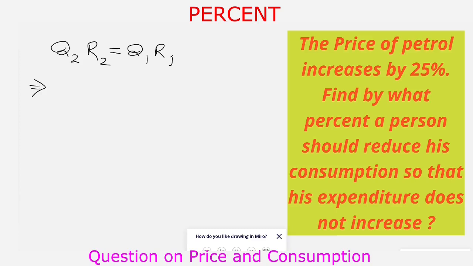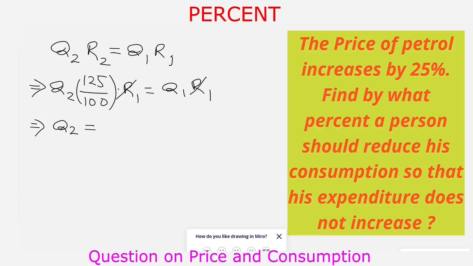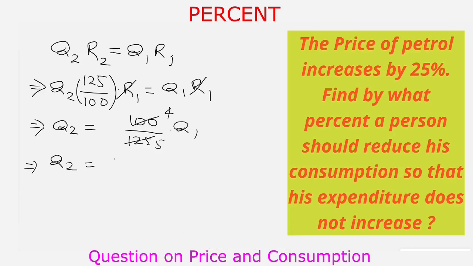So we write like this: Q2 into 100 plus 25 is 125, 125 upon 100 into R1 equal to Q1 into R1. R1 cancels. Q2 equal to 100 over 125 into Q1. 25 cancels 100 for 4 times and 125 for 5 times. This gives Q2 equal to 0.8 of Q1.